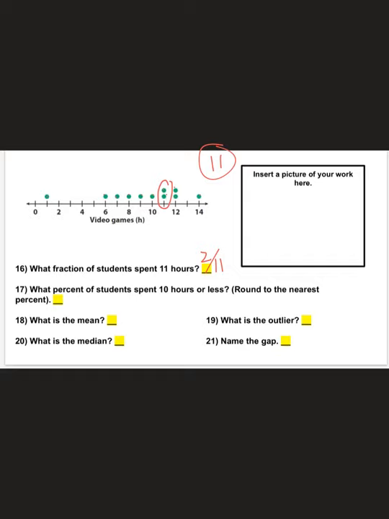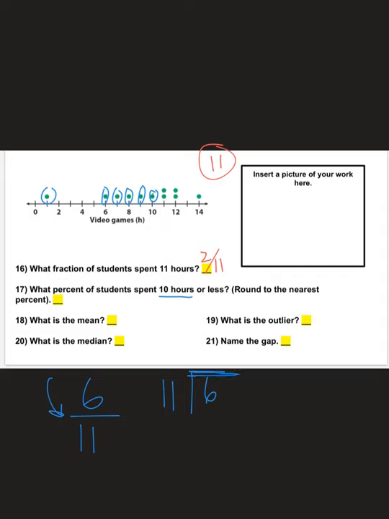Then number 17 says, what percent of students spent 10 hours or less? So first thing we have to do is find our fraction of students who spent 10 hours or less, and then we can change it into a decimal. So 10 hours or less, that does include 10 hours. So we need to count 1, 2, 3, 4, 5, 6 out of our 11 students spent 10 hours or less. Now that we have our fraction, we can use our fraction bar to represent a division sign and turn this into a percent. So 6 out of 11, or 6 divided by 11 is what we need to do.